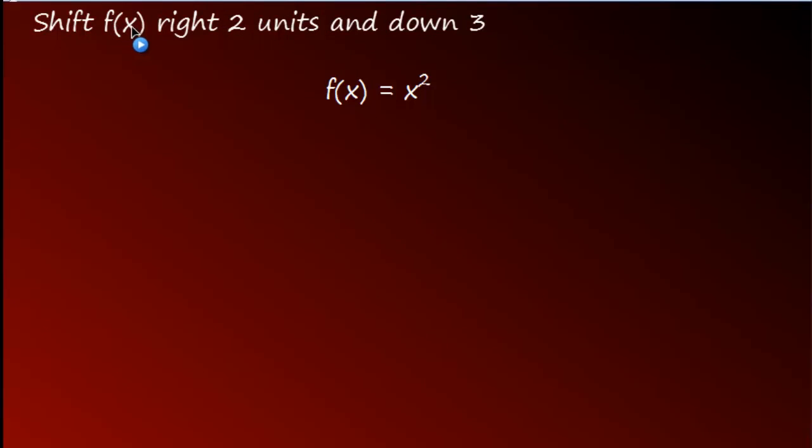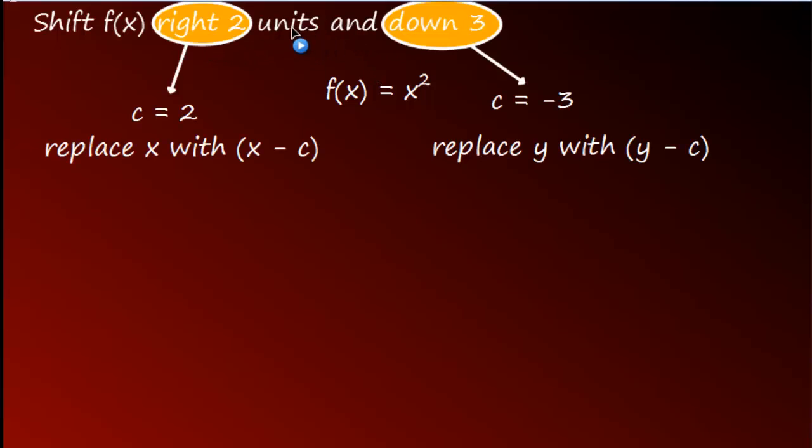So let's take the function f of x, which here is x squared, and we're going to move this x squared graph to the right 2 and down 3. So in order to move it to the right 2, that's a horizontal shift, we're going to replace x with x minus, and then we're going to put the shift here. So it's 2 to the right. Right is positive when we go to the right on the number line. So this is a positive 2, so I simply substitute in 2 for c here.